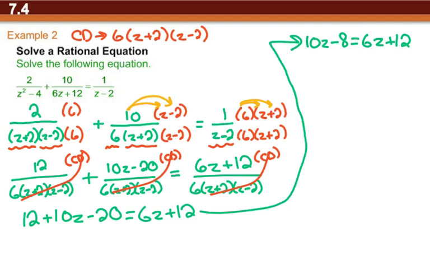Need to isolate z, get it by itself. I'm going to subtract 6z from both sides. So we have 4z minus 8 equals 12. Here we can add 8 to both sides. We get 4z equals 20. Divide both sides by 4, and we get z equals 5.